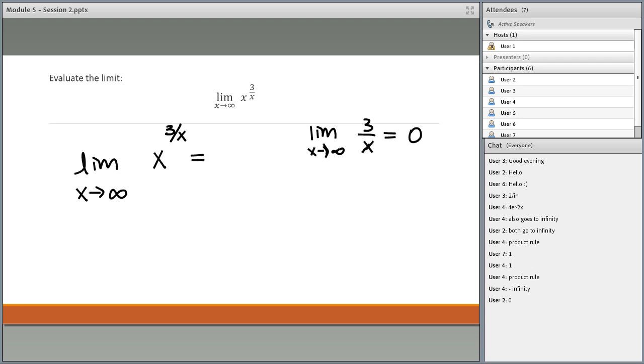So what we end up with is infinity to the 0. And that's one of our indeterminate forms that we can't have. So this is something that happens a lot with L'Hopital's rule. We have to try to rewrite this in some way that will make it a fraction.